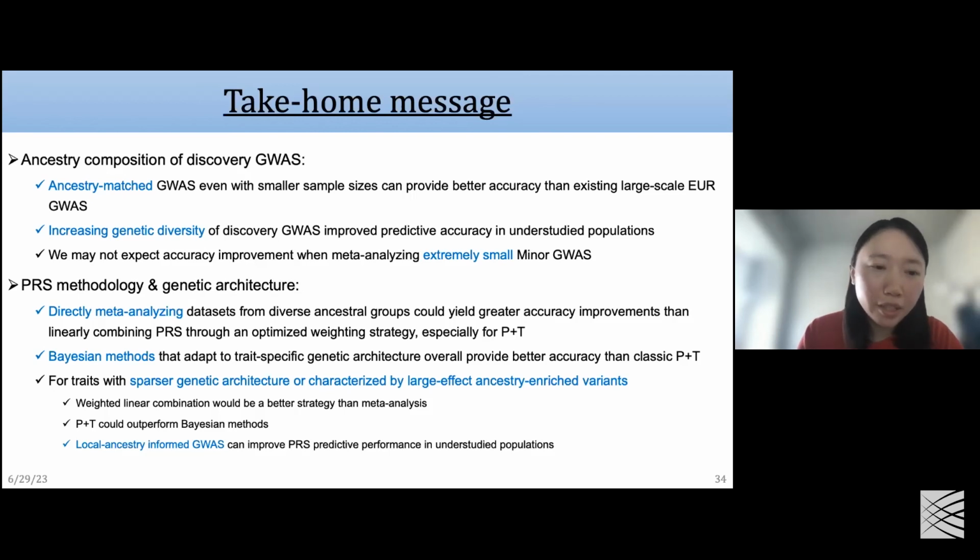But there are a few exceptions with traits which are less polygenic, or which show some large-effect ancestry-enriched variants. For those traits, we found using a weighted linear combination is better than a meta-analyzed strategy. And also P+T can perform better compared to Bayesian methods. And also for those traits, we can use local ancestry informed GWAS, even though their sample size is much, much smaller, and they can improve the PRS accuracy in the understudied populations.